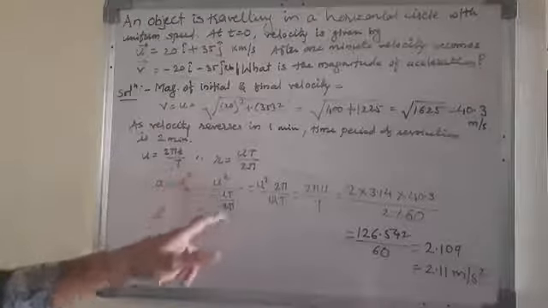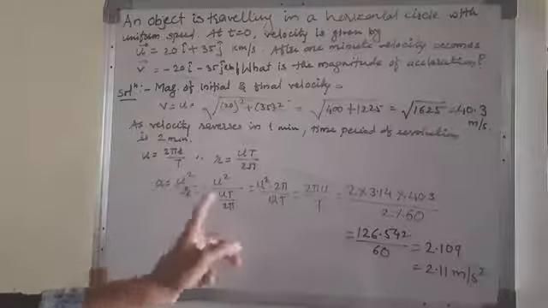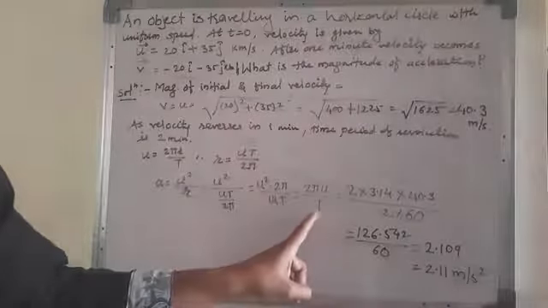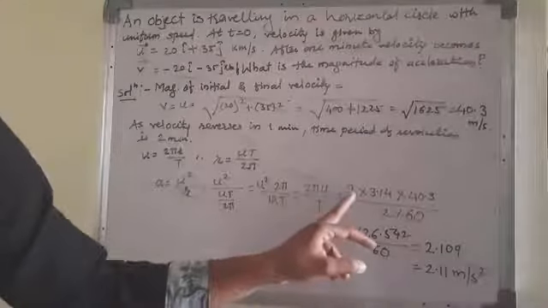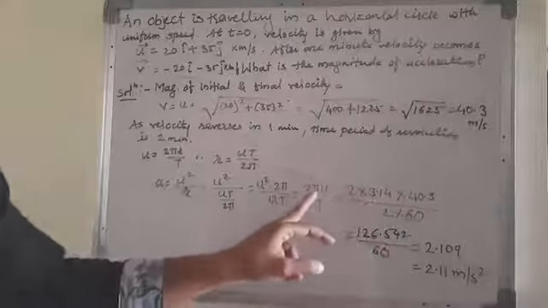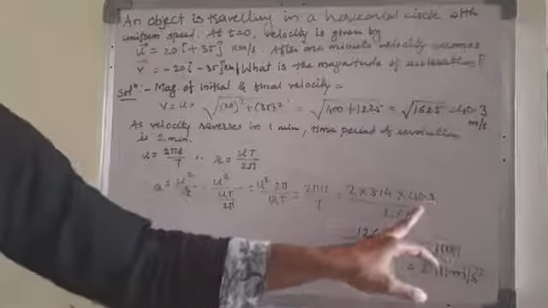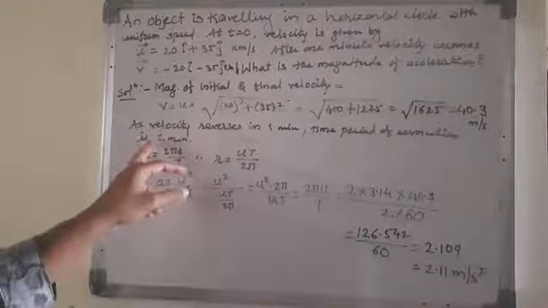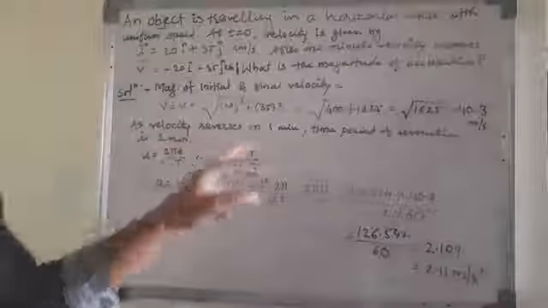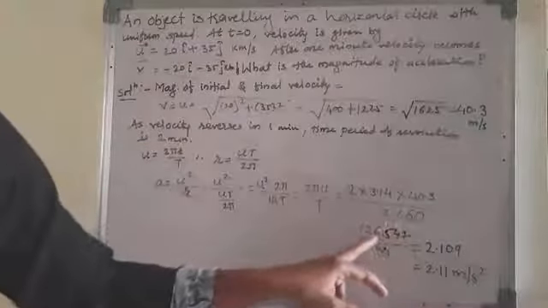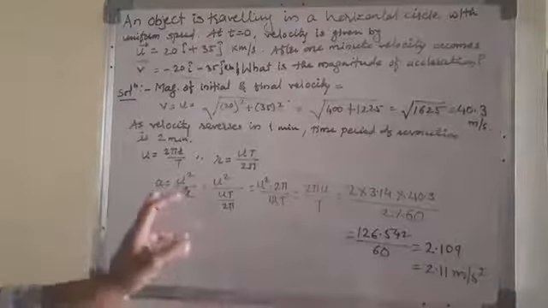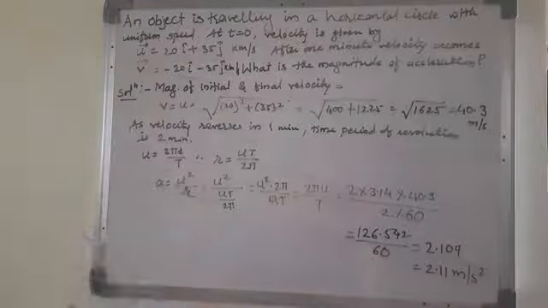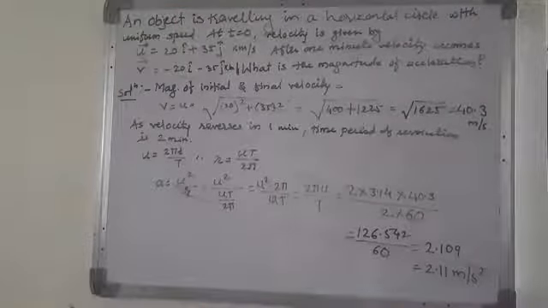After replacing the value of r and solving, we get the acceleration a equals 2 pi u by t. Putting the values, 2 into 3.14, u the initial velocity is 40.3, divided by t. What is t? That is 2 minutes, and we convert this minute into seconds by multiplying by 60. On solving this equation we get acceleration equals 2.109, or we can say 2.11 meter per second square. So this is our next example, which is on page number 44.